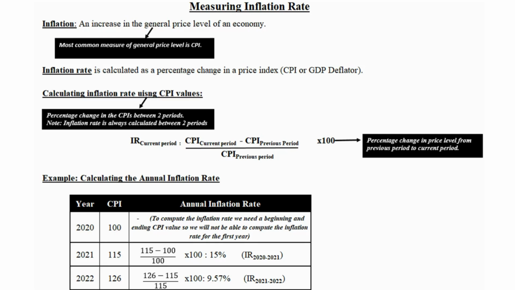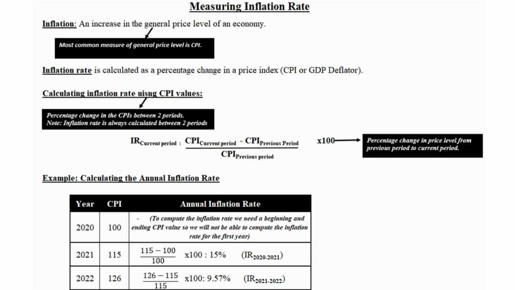And this would mean that on average, the CPI basket would cost 15% more in 2021 as compared to 2020. Similarly, we can calculate the inflation rate for 2022, which would be the CPI value for 2022, which is 126, minus the CPI value of the previous year, which in this case is 2021. So the value is 115, divided by again the CPI value of the previous year, i.e. 2021, which is 115. And this gives us an inflation rate of 9.57%. This means that on average, the CPI basket costs 9.57% more in 2022 as compared to 2021.